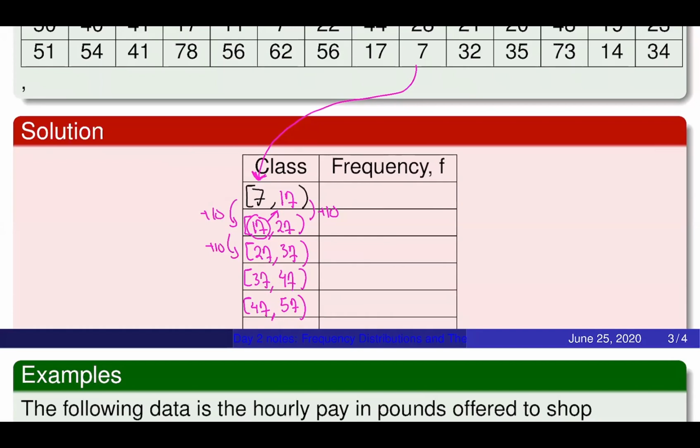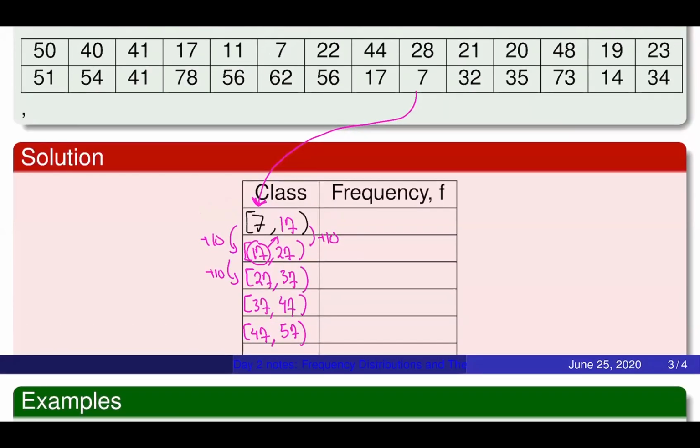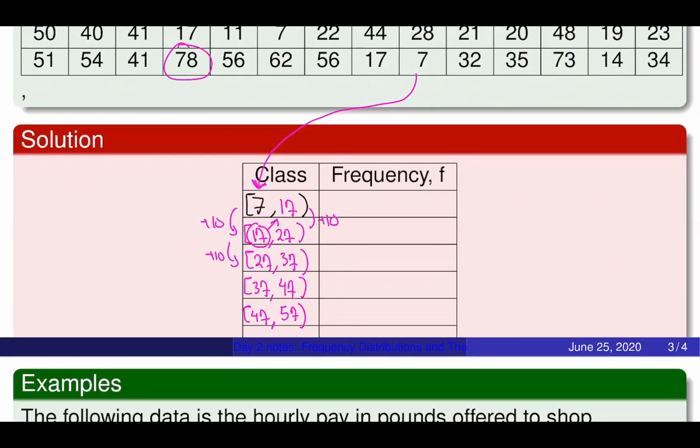So if you look at this, I need one more class. Because if you look at the highest number that we have in our data set, what's the highest number that we have in the data set? 73. So 78. 78. So that means we're going to make some more classes. So what should be the next number here? 57, 67.